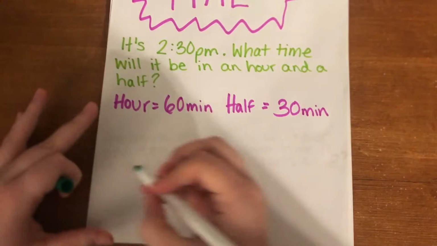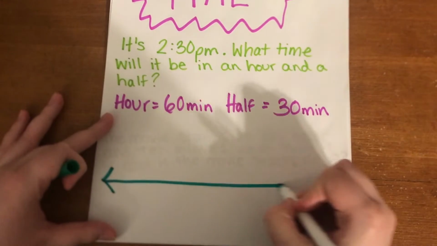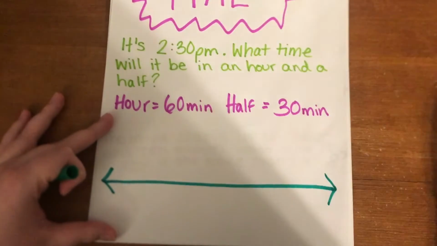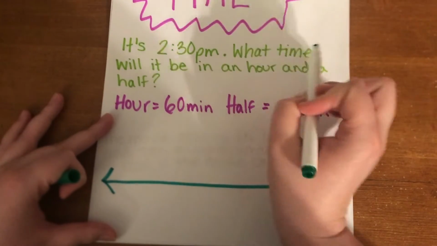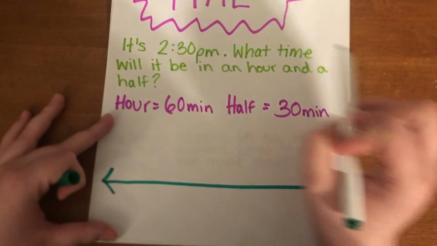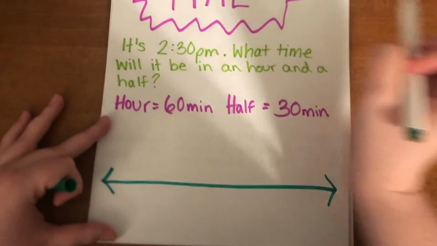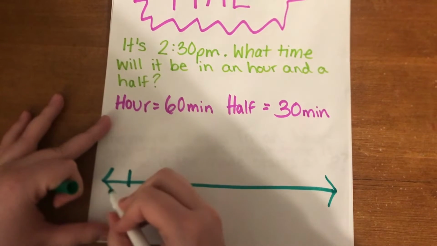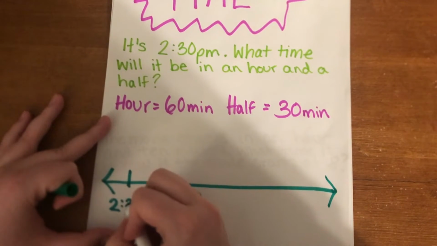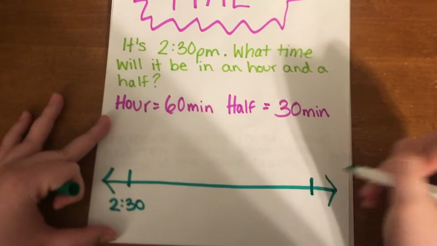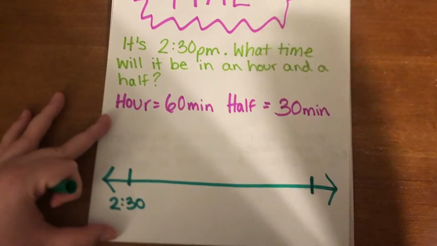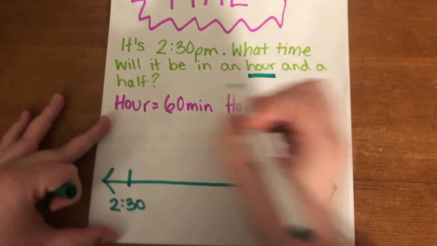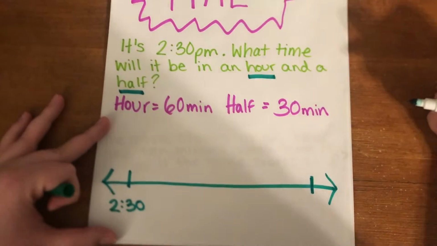So if I have a timeline like so, and I want to figure out, where does 2:30 fall? It's 2:30 p.m. What time will it be in an hour and a half? So we're starting at 2:30 and we're going to end at an hour and a half later. My start time, the beginning of my timeline, is 2:30, and then my end time is going to be what time it will be after an hour and a half. The nice thing about this question is I can split it into two sections on my timeline.